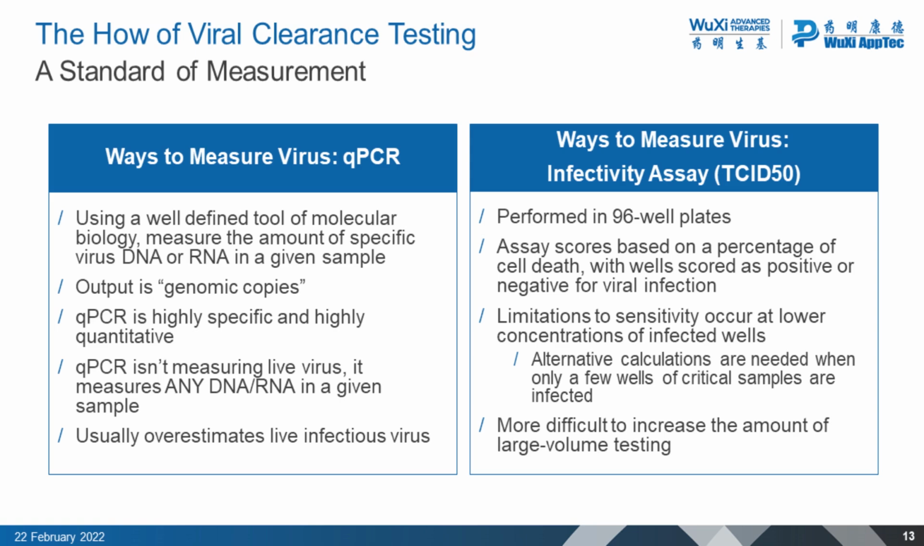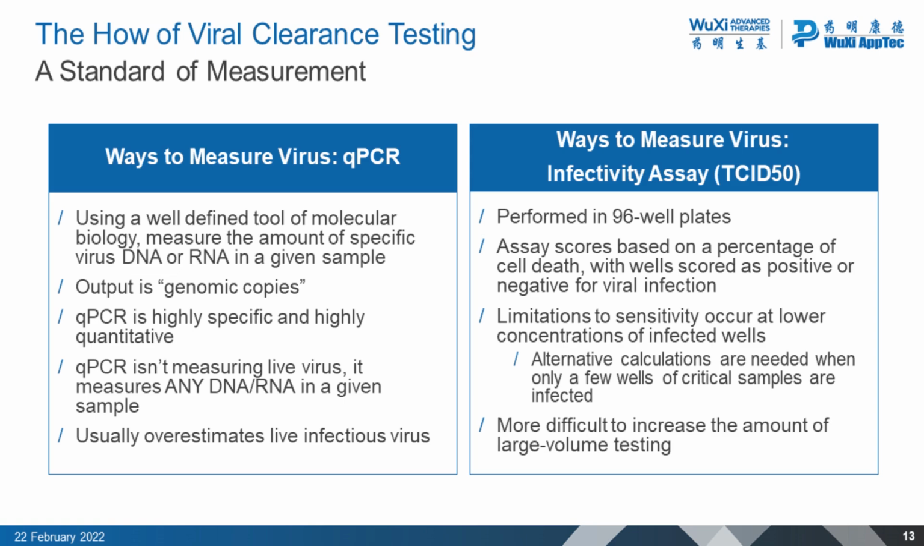So in order to obtain the titer for each of your samples and calculate the LRV, we'll use one of our key assays. One of the assays we use here is qPCR. With qPCR, we are measuring the amount of specific virus DNA or RNA in a given sample. The output is given in genomic copies. qPCR is highly specific and highly quantitative. However, qPCR is measuring any DNA or RNA of the virus in a given sample, so it could overestimate the live infectious virus.